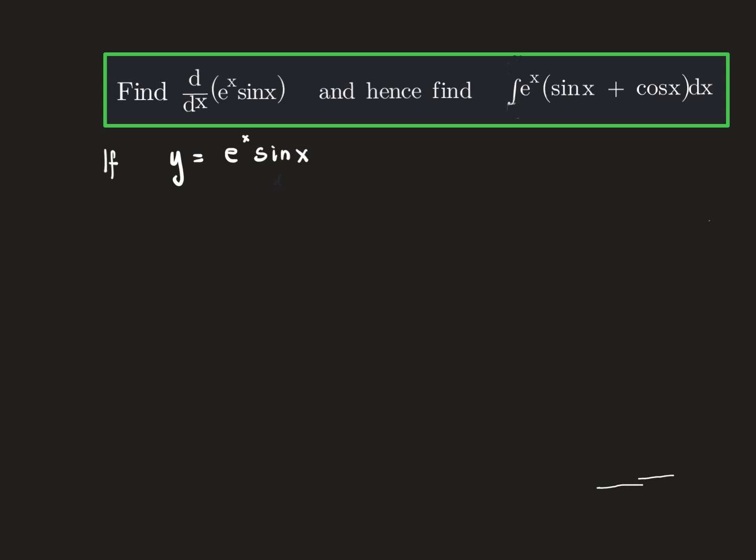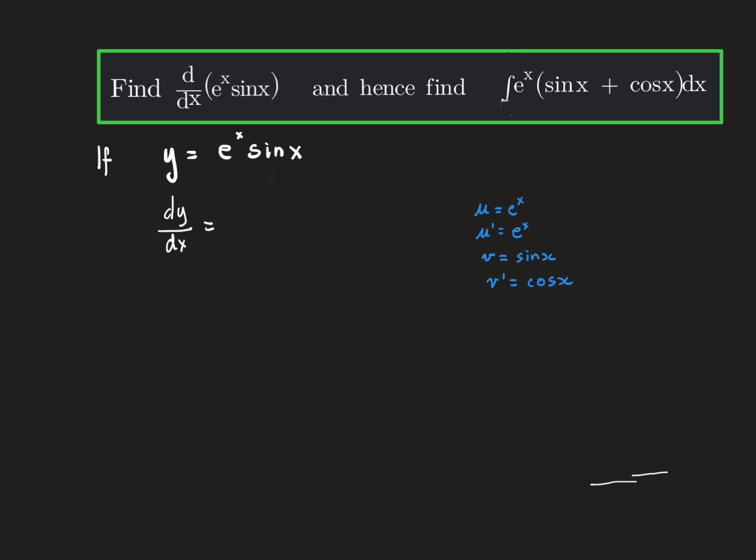If y is equal to e^x sine x, then dy/dx must be done using the product rule. And so that means that e^x must be multiplied by sine x, and we add e^x again, multiplied by cos x. This can be rewritten by taking the e^x out of the brackets and leaving sine x plus cos x.